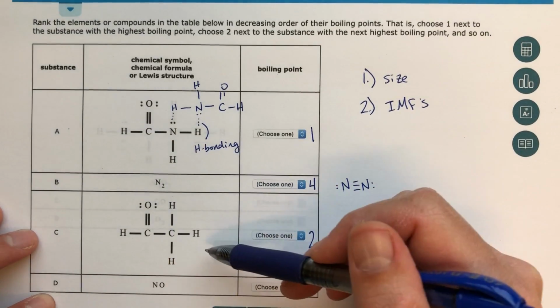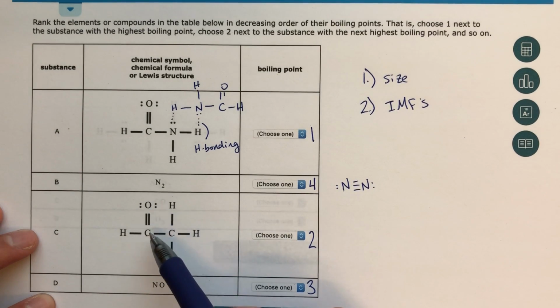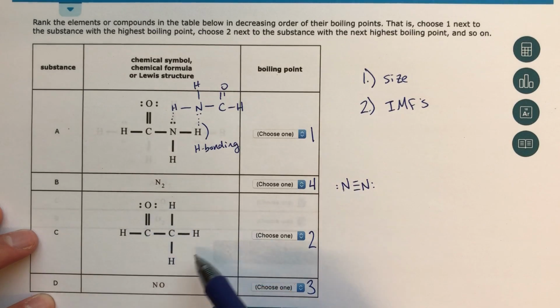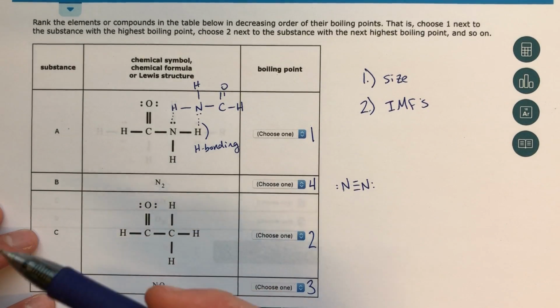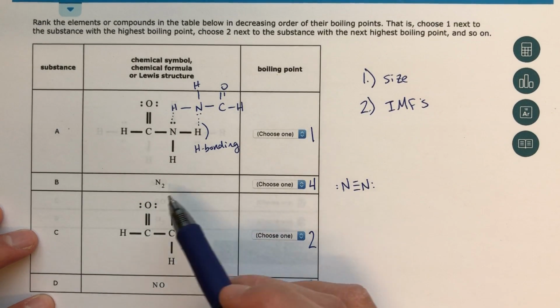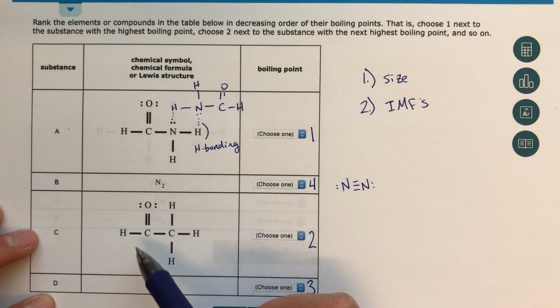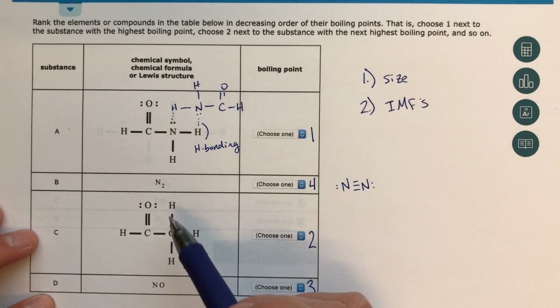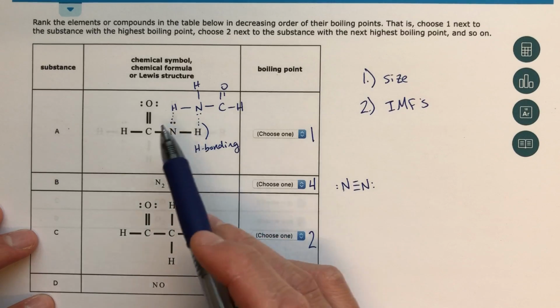That means that this one will be next. Here we're going to have a dipole-dipole attraction with this C double bond O. But this molecule cannot form hydrogen bonds with itself. It could form hydrogen bonds with water. I could have a water molecule here, but this molecule does not have oxygen bonded to hydrogen. Therefore, it cannot hydrogen bond with other molecules of itself. So this is going to be less stuck together than this one here.